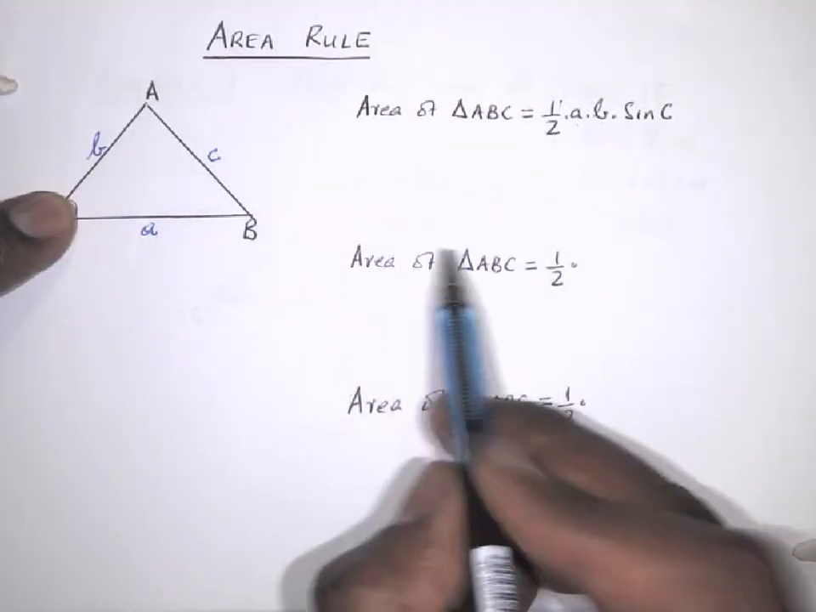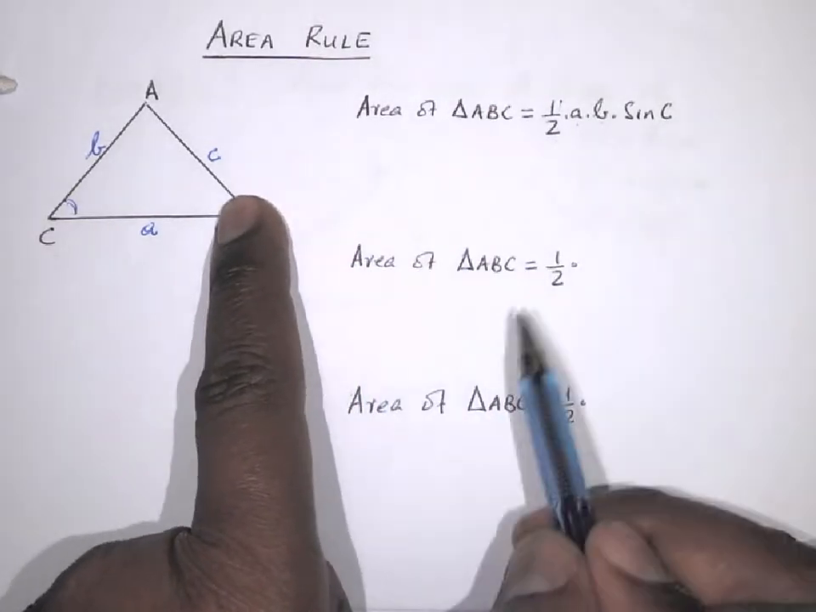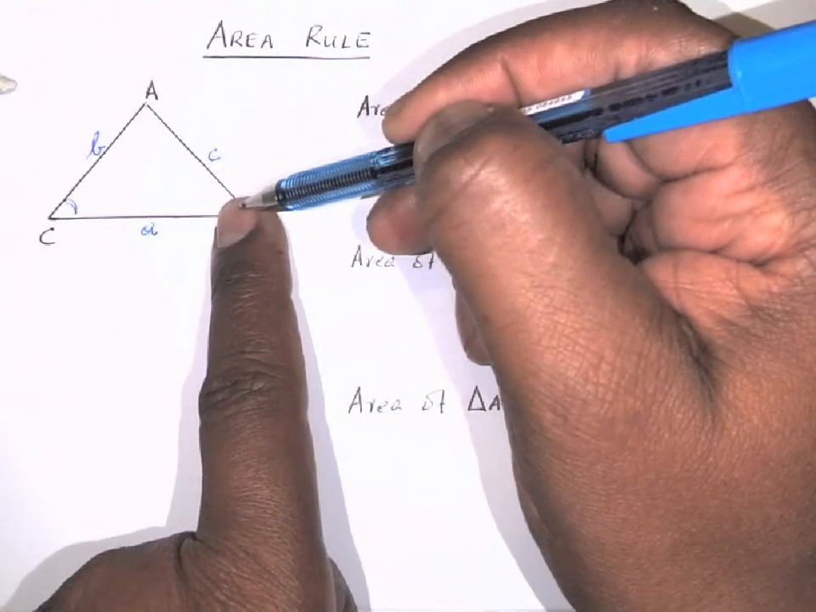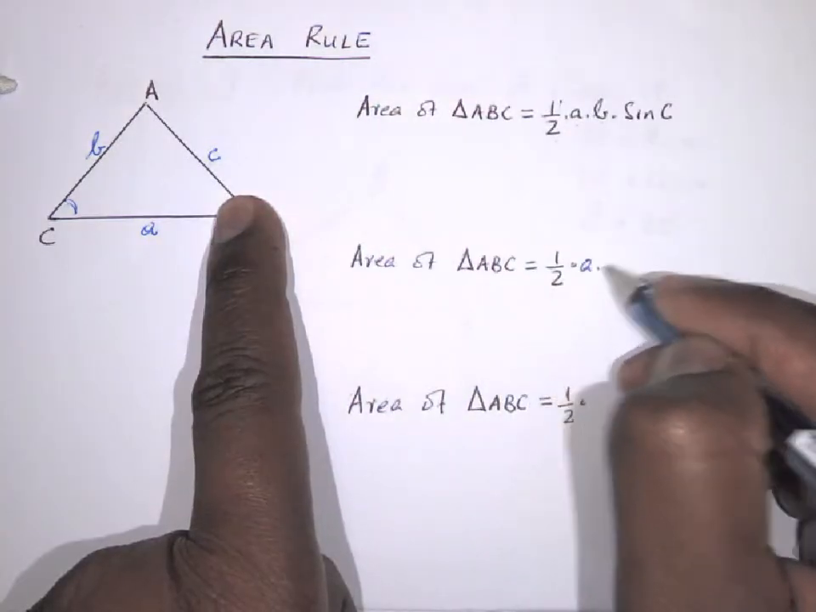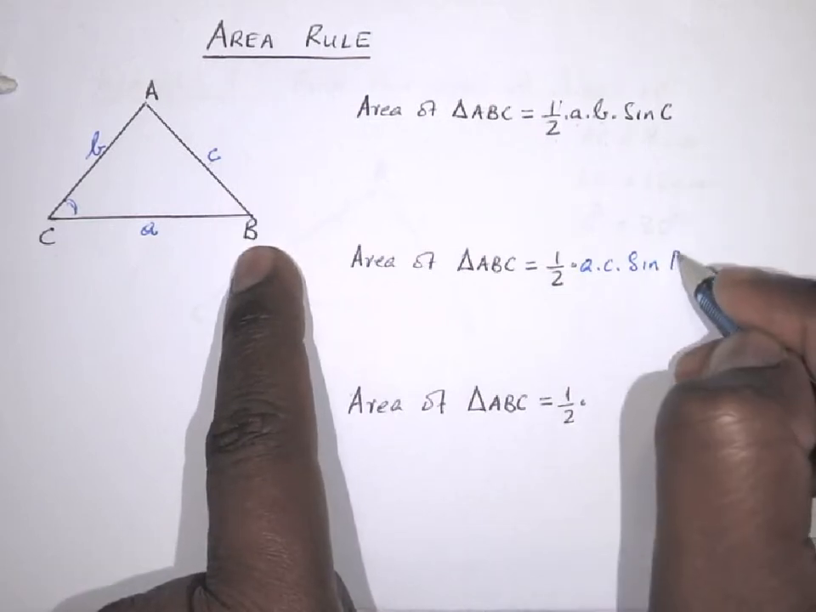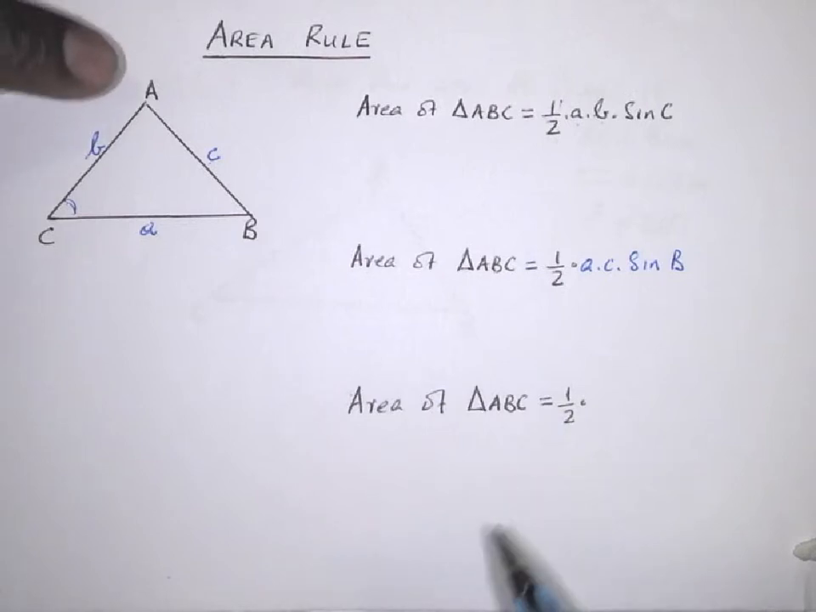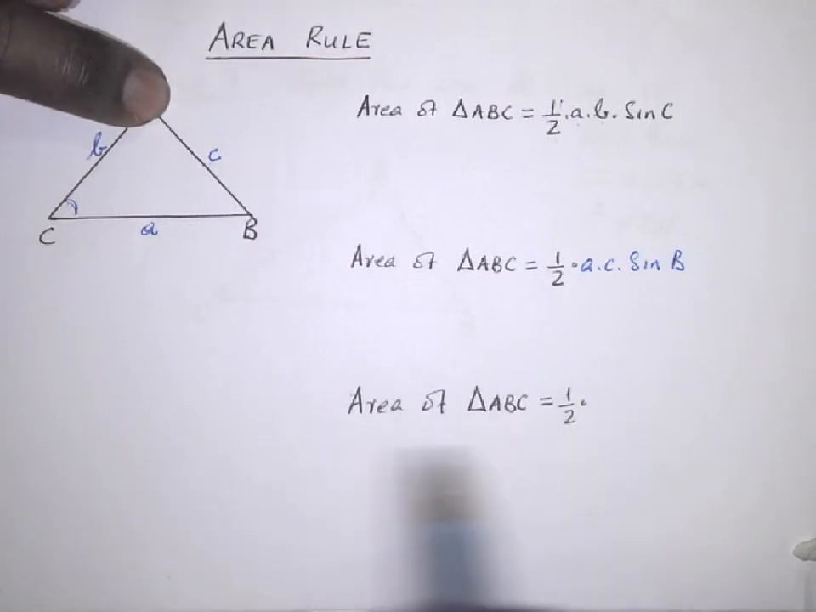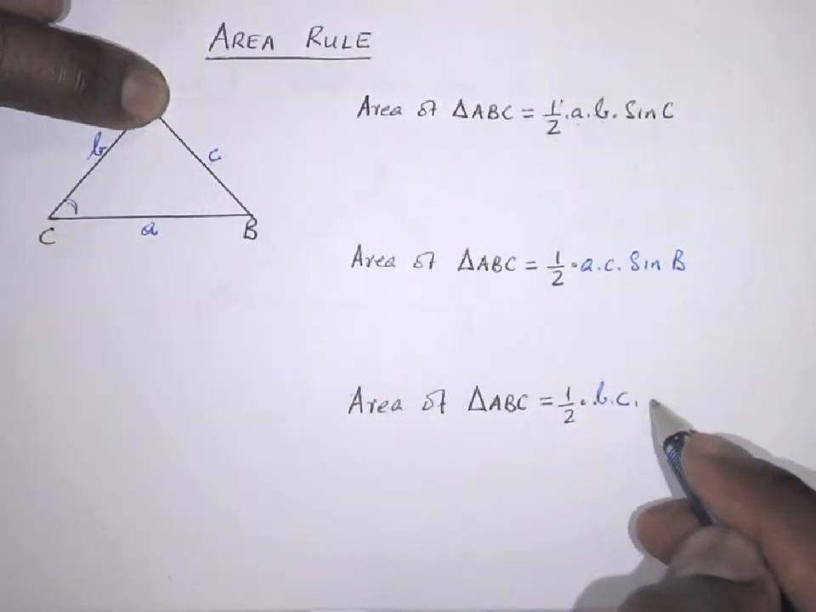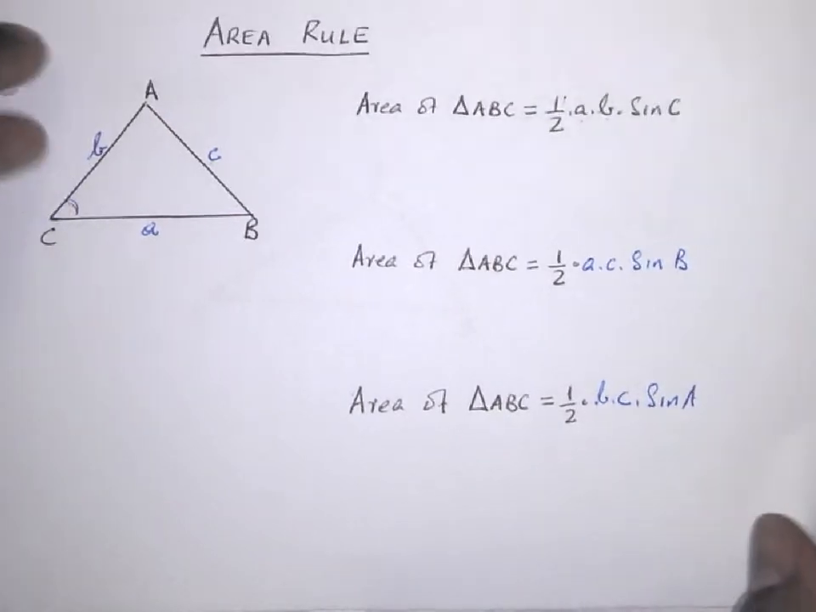I can therefore say, if I was looking at another angle, say angle B on this side over here, the area of triangle ABC would be half of these two sides, so that this angle must be included. So it's half of a times c times sine of the included angle, in this case B. Similarly, the area of triangle ABC is half, if I'm going to use that angle A over there, half of b times c, then times sine of the included angle over there, which is A. Okay, let's look at some examples.